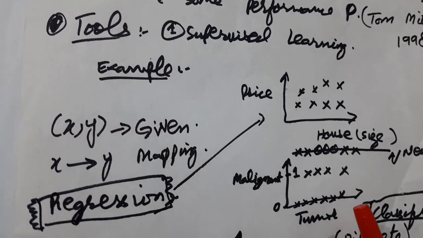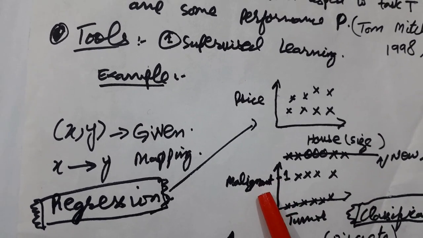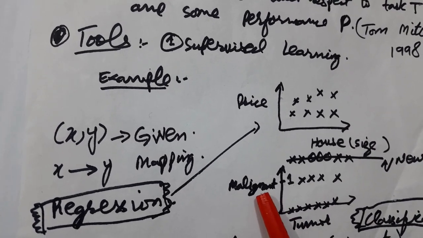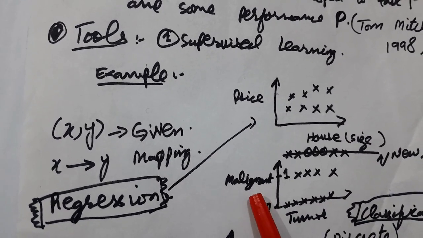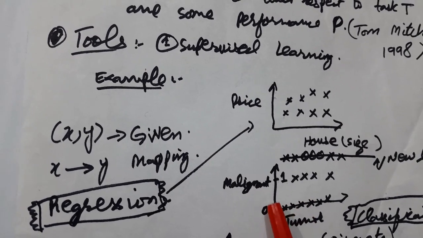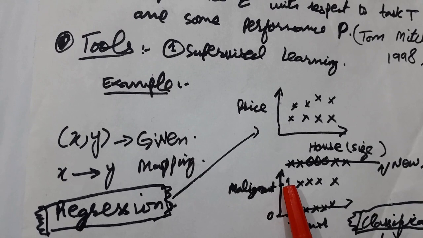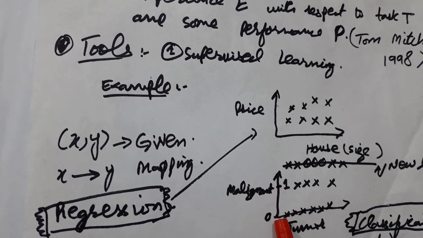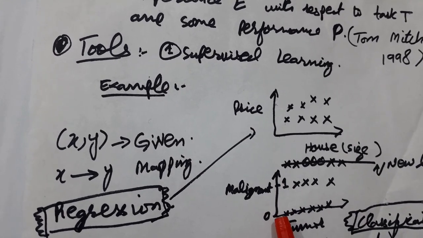Similarly, there is another example. There is a tumor in some person's body, and we want to find whether it is malignant or not. So there are two possibilities. If it is malignant, then he or she will die, and if it is non-malignant, then he or she will not die.